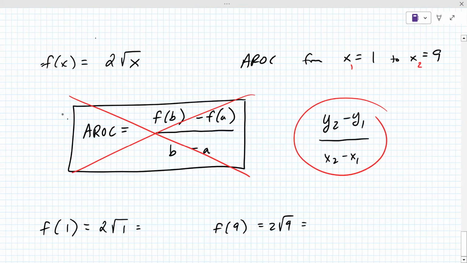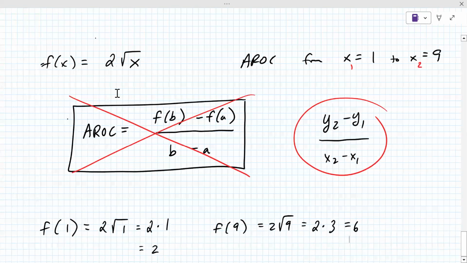Is the first one 4? No. It's 2 times the square root of 1. The square root of 1 is 1. Oh, so it's just 2? Just 2. How about for the second one? Start with the square root of 9. 6. The final answer is 6.